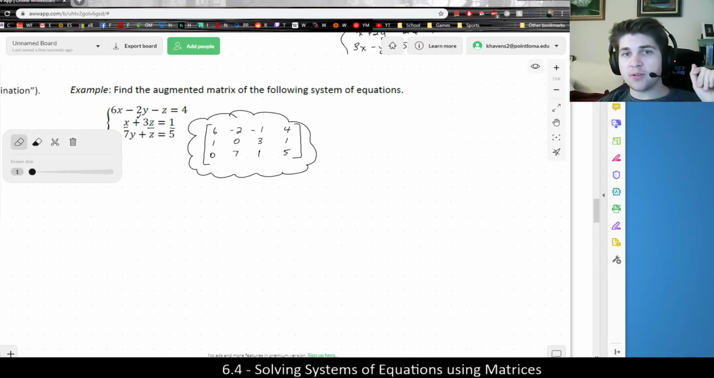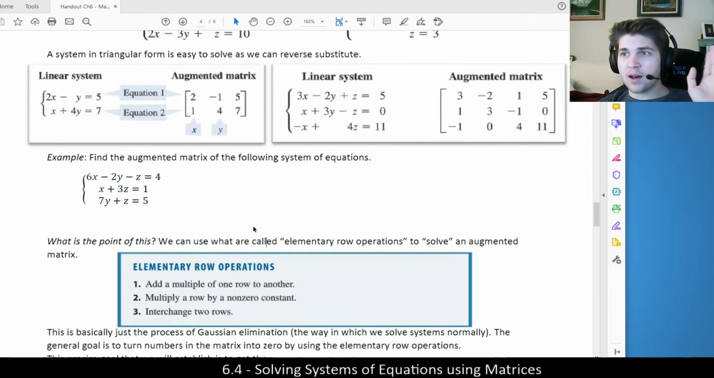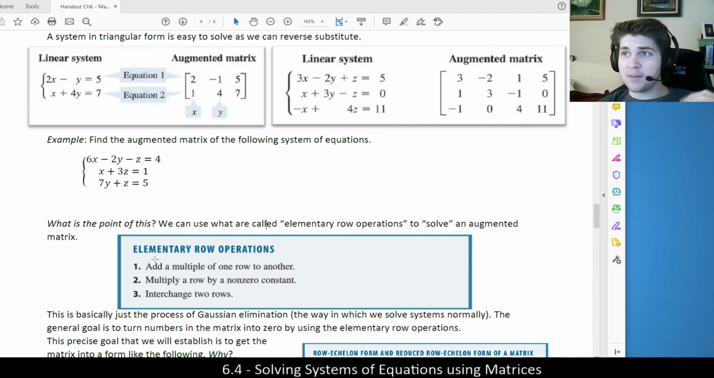So now that we know how to write an augmented matrix, the question is, how do we actually solve this system? How do I go back and find x, y, and z? There are a lot of steps involved in this process. So I'll return to the packet and walk through what we refer to as the elementary row operations.